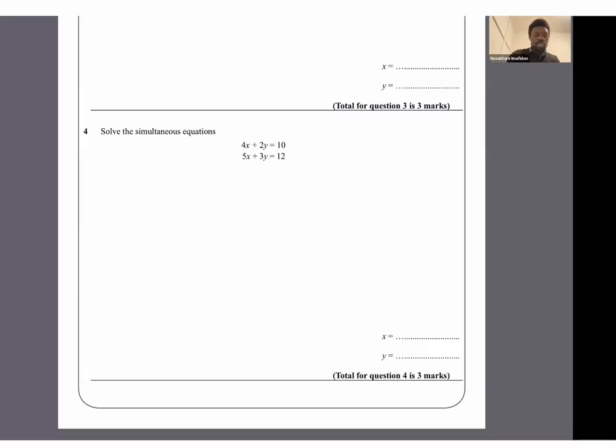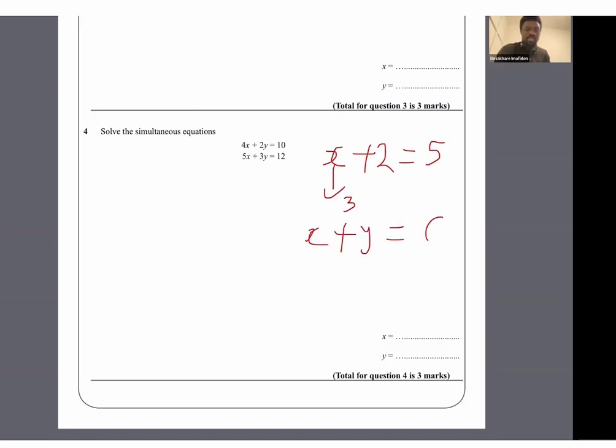If what we had was x plus 2 equals 5, of course, this can be solved on its own because it has only one variable, which is x. So here your x is 3, right? So this is straightforward. But if you have x plus y equals 6, it becomes really, really difficult to know what x and y is.